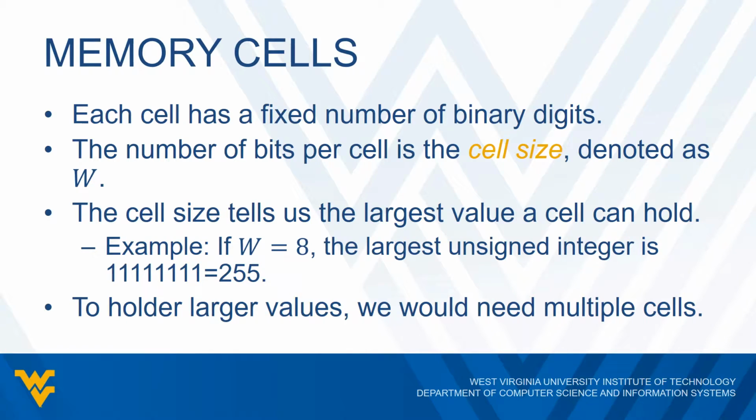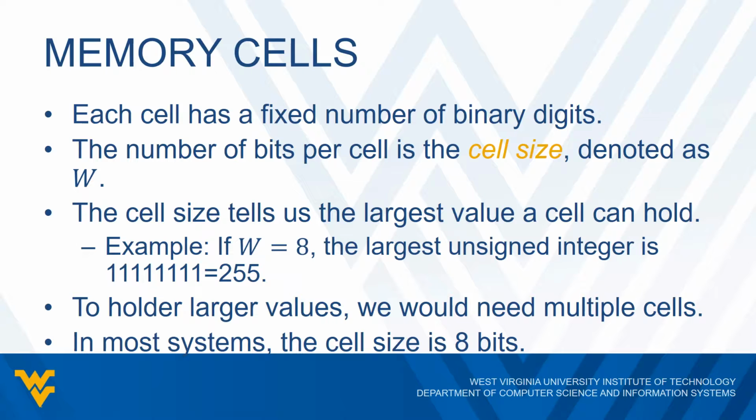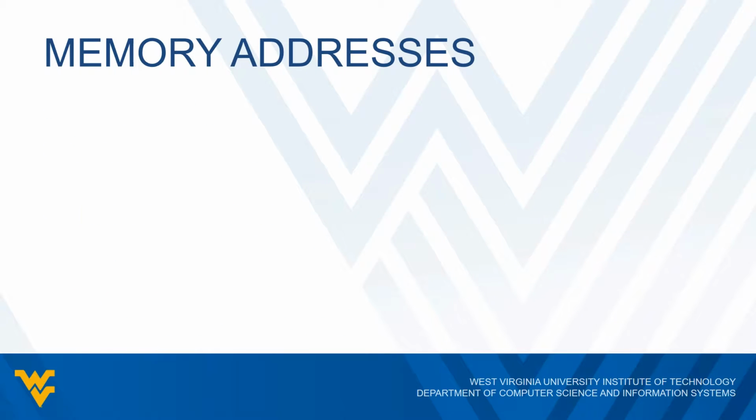If we want to store larger values, we would need multiple cells. And like I said before, that's okay. It's okay if we need multiple memory cells to store a single value. It's just worth noting that a single cell can only store so much. In most systems, the cell size is going to be 8 bits.